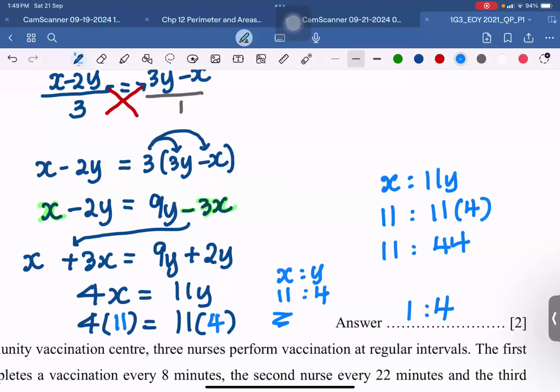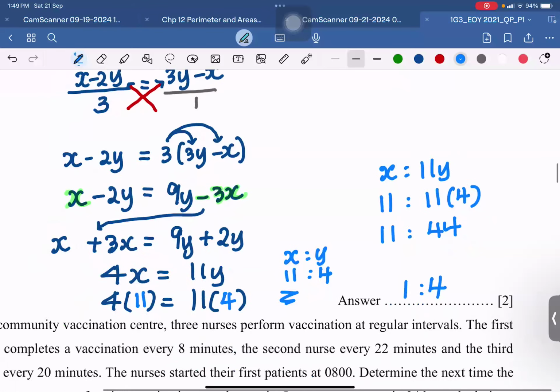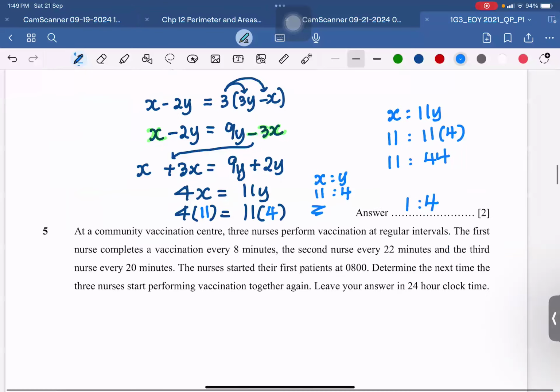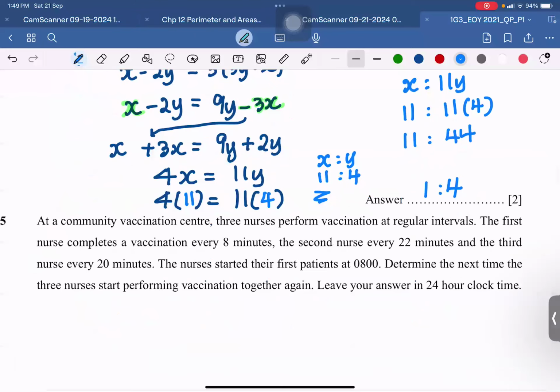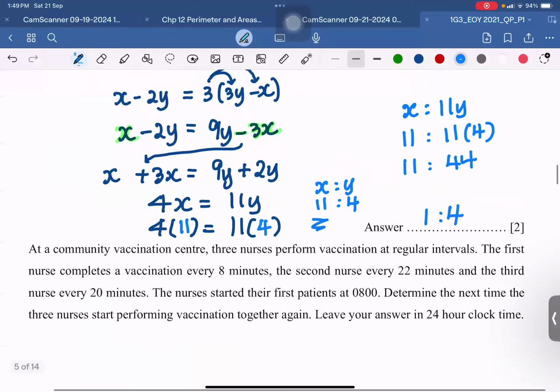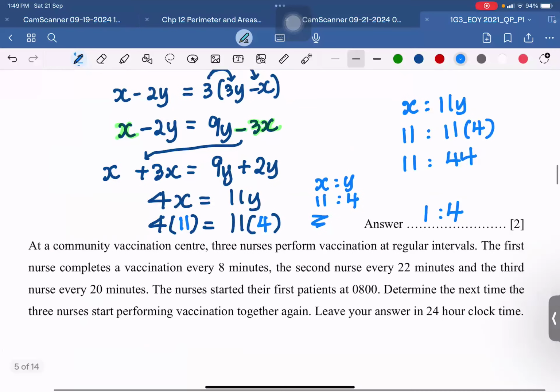Can? Does anyone need question number 5? I wait for a while. Once I turn the page, you missed it already. Anyone need question number 5? Farha, do you need question 5 or anything?